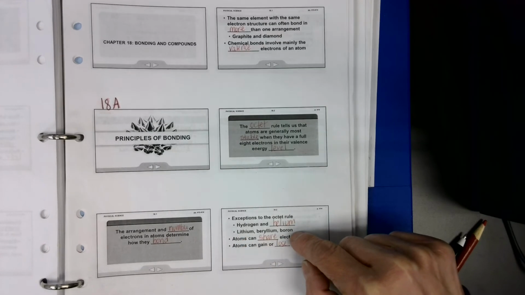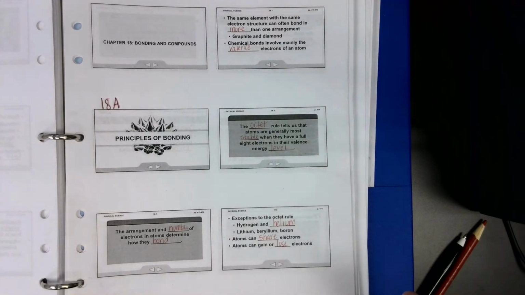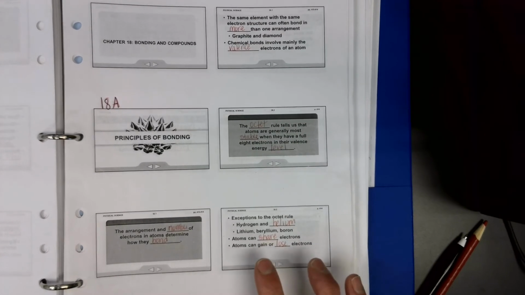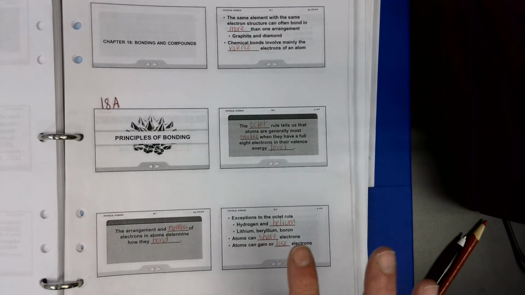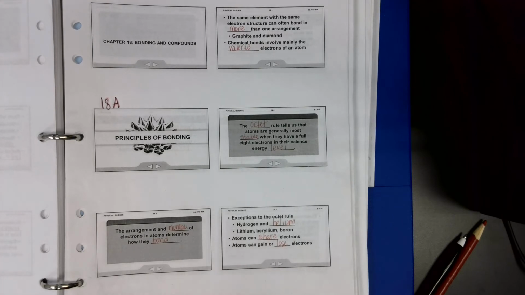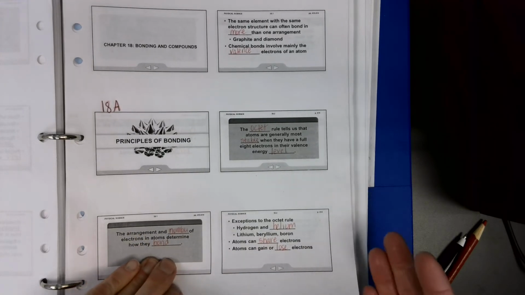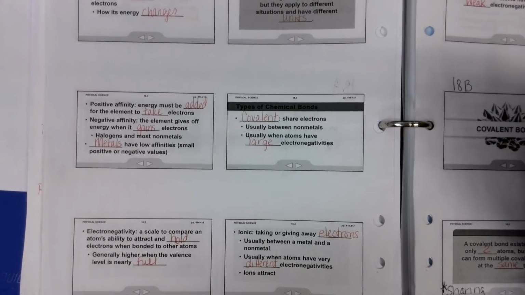Lithium, beryllium, and boron are also a little bit unpredictable because atoms can share electrons, but they can also gain or lose, right? They can take electrons or give them up. When we think about lithium, beryllium, and boron, they have so few that it could go either way. They're kind of sitting on the fence. They could share them, they could give them up if it was easier for them, or they could gain more if it's easier for them to get to the 8.